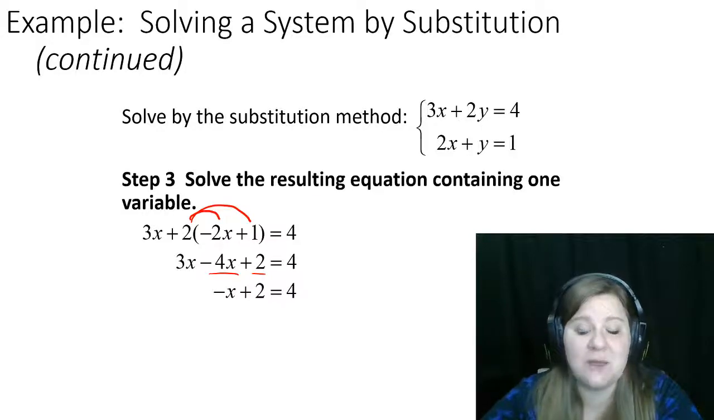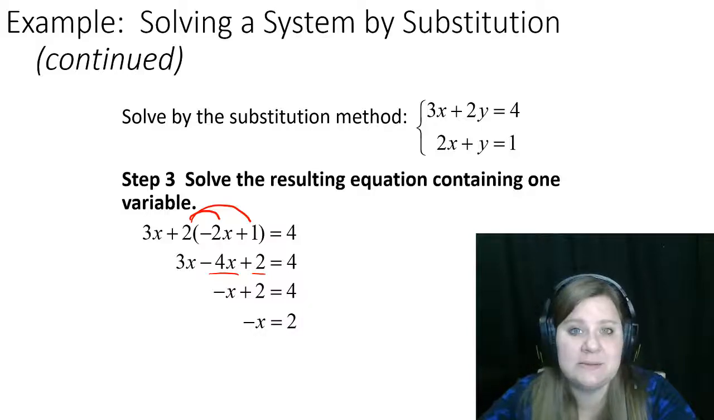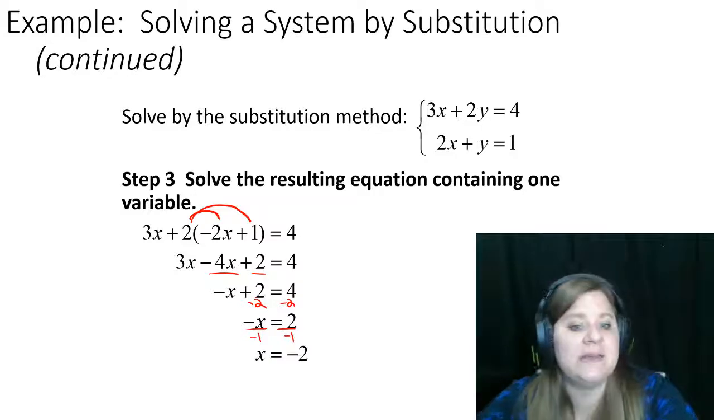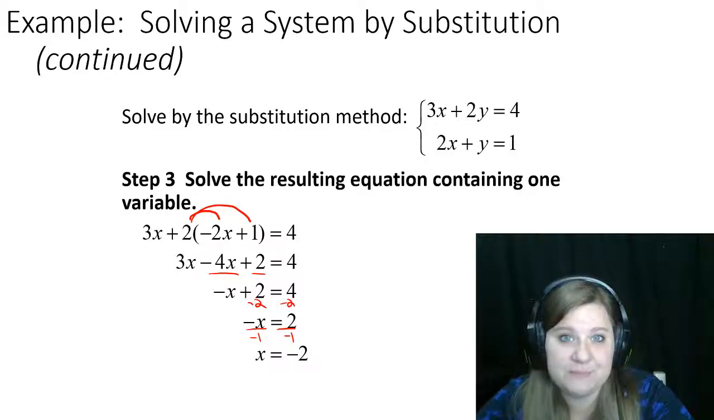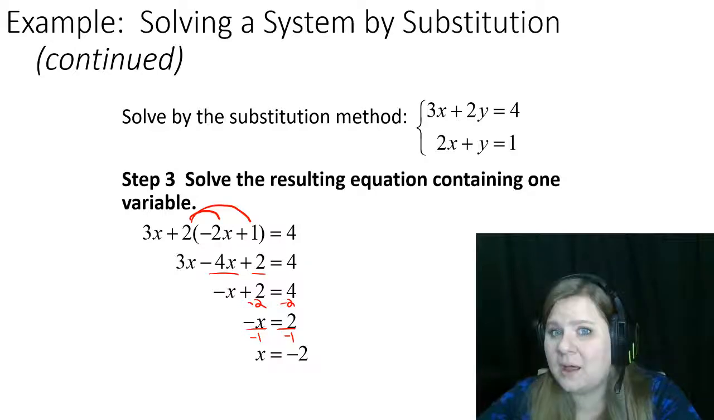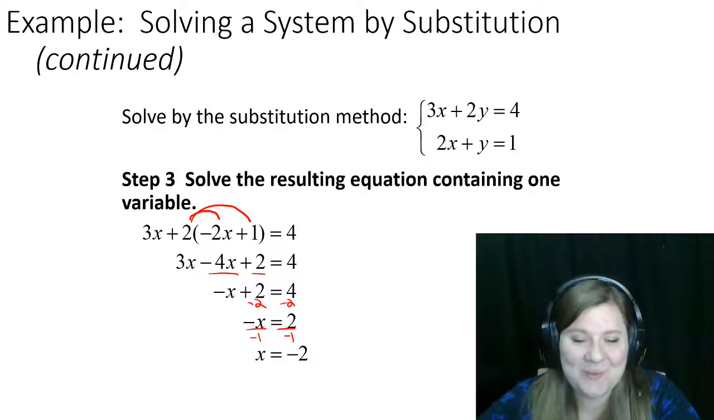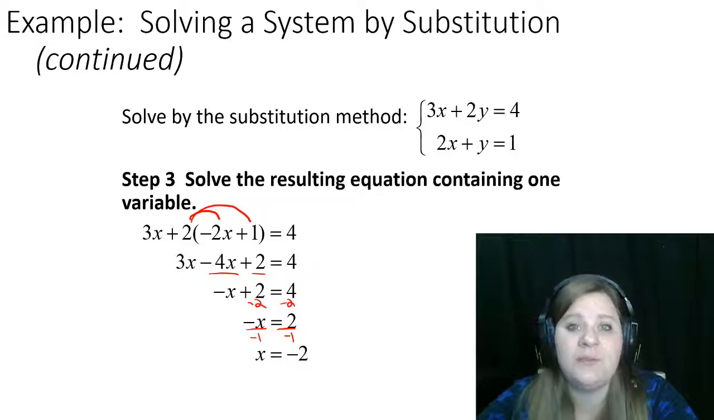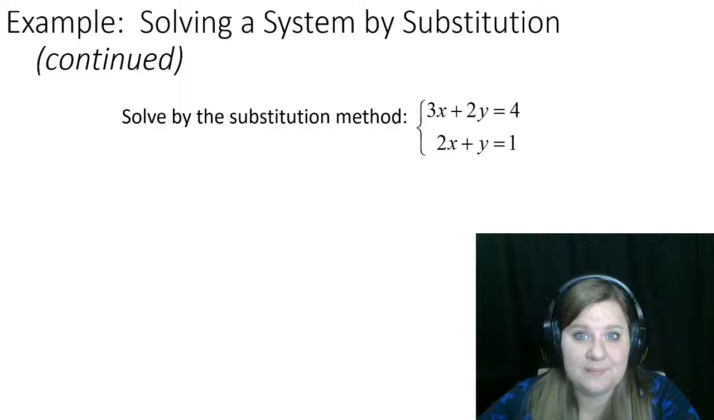Then to get x by itself, I'll subtract 2 from both sides, and then I'll divide by negative 1. That gives me an answer of x equals negative 2. Remember that you're not allowed to stop here, though, because in a system of equations, your answer has to be a point. In order for your answer to be a point, you have to know both your x and your y.